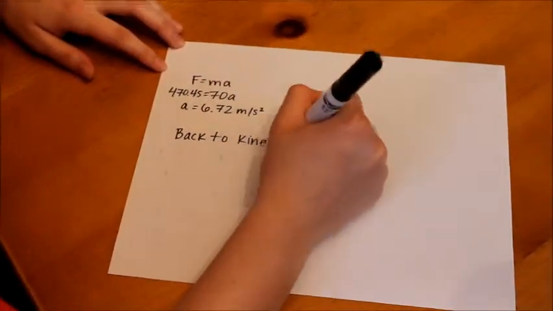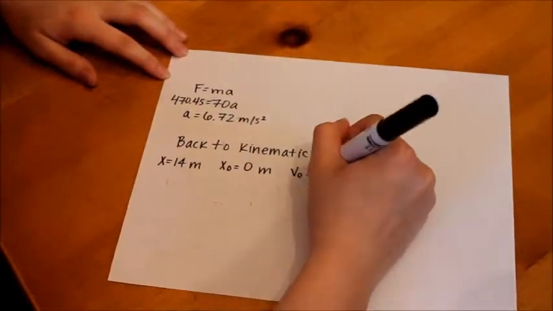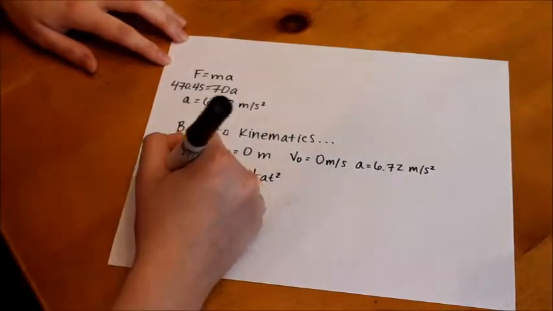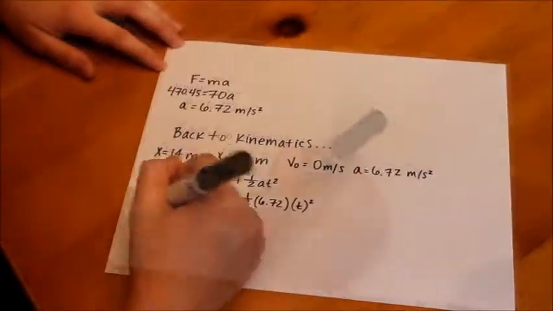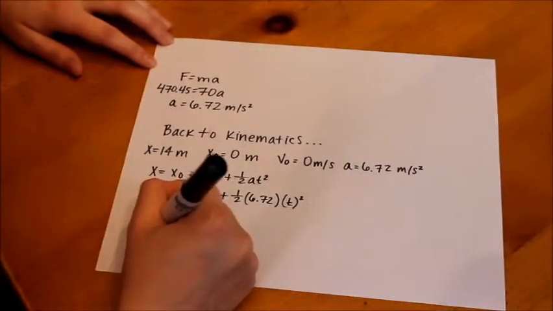Using Newton's second law, we can find the acceleration of the contestant, which is 6.72 meters per second squared. Then, using our kinematics equations, we can solve for t, and find that it only takes him 2.04 seconds to get down the 14-meter ramp. Wow, that's really fast. He's flying.